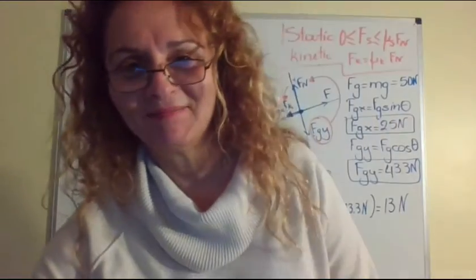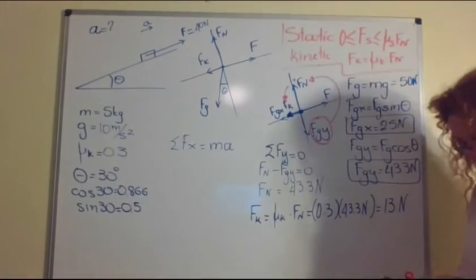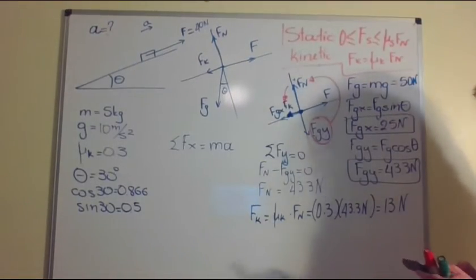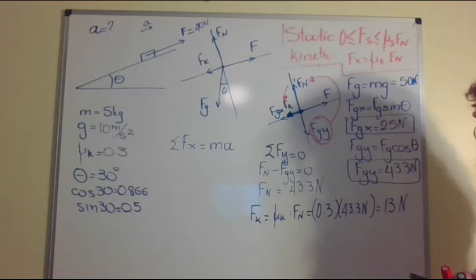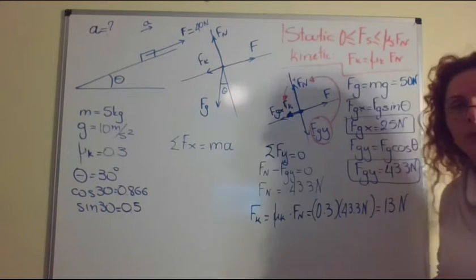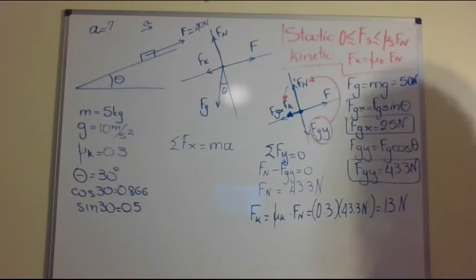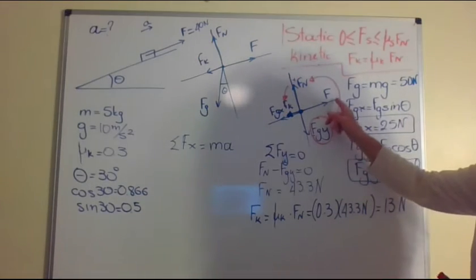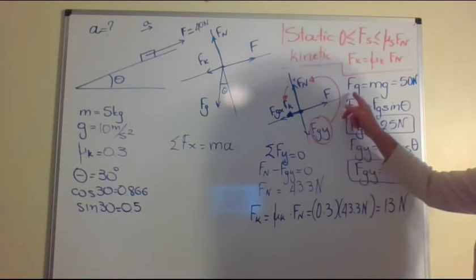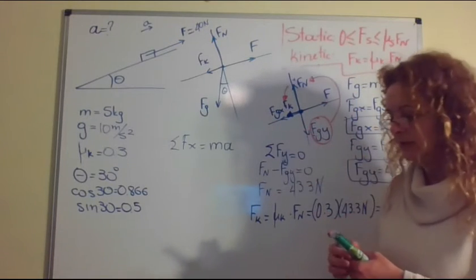Let's check. So it's 0.3 times 43.3 equals 12.99, so I'm good to go. 13. So now I will use the sum of forces on the x-axis to find the acceleration.